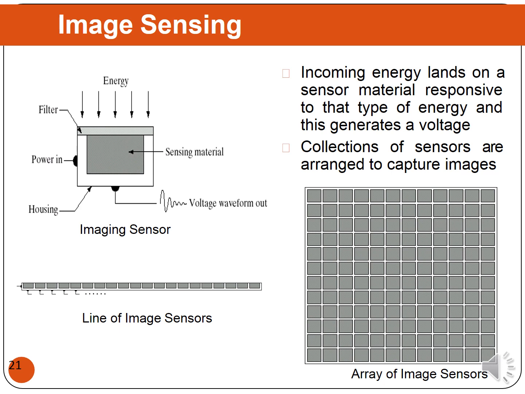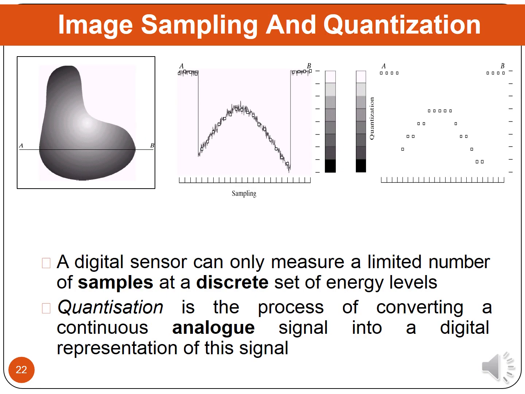So how can we sense the images? We can use various types of image sensors. The first is a single sensor, and second, in the figure you can see a line of image sensors. The incoming energy hits the sensor material, which is responsive to that type of energy, and this generates the image. Okay, so the next step is image sampling and quantization.